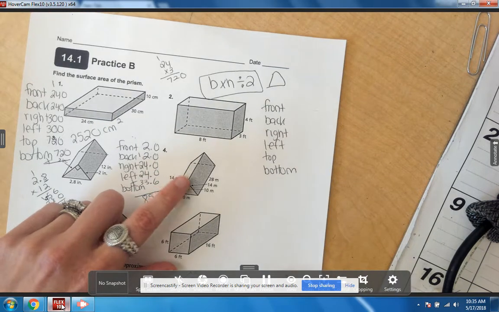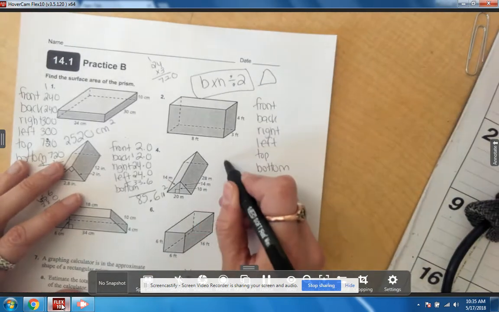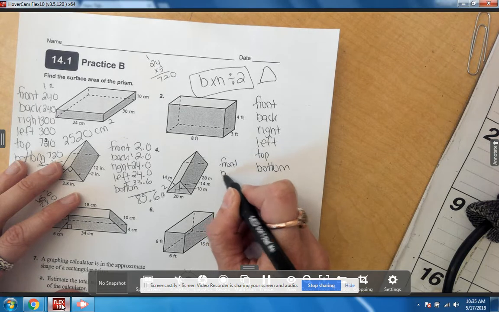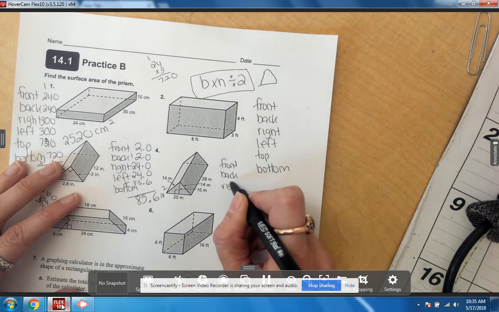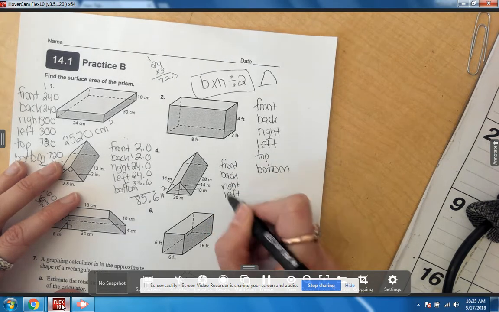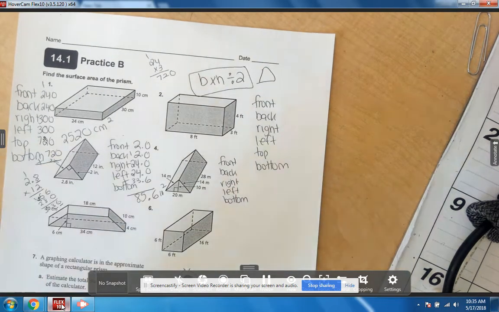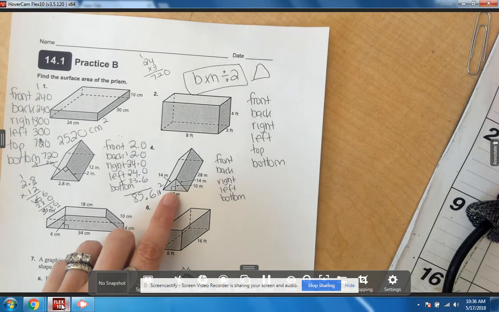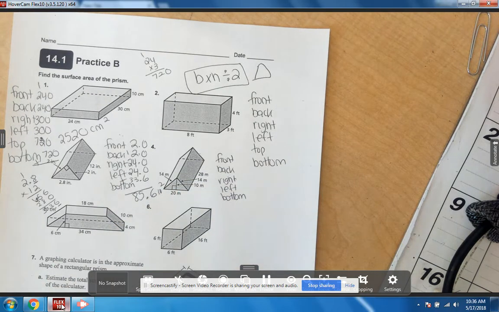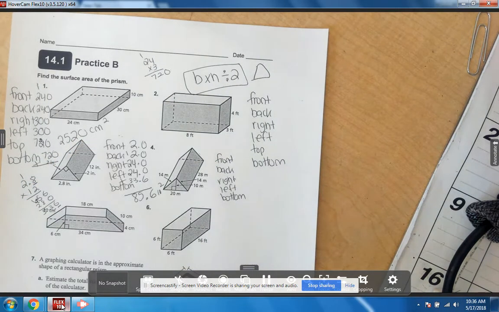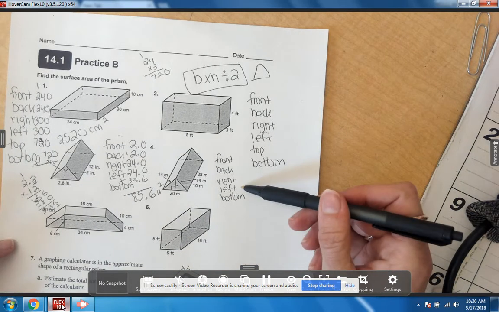Okay, so you're going to try this one by yourself. So this one I'm going to say has a front and a back as well, a right and a left, and a bottom. So this one again has no top. So you need to figure out what the front and the back are. Those are your triangles, so you need to figure out base times height divided by 2. Remember, look for the square. The two lines that go to the square are your base and your height. So multiply those and divide it by 2. That will give you your front and your back. Your right, your left, and your bottom are all rectangles, and then add them together. So pause and do this one.